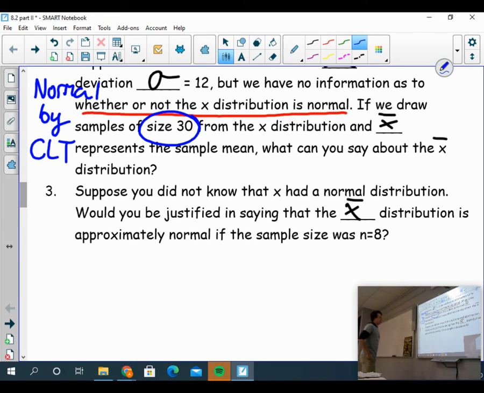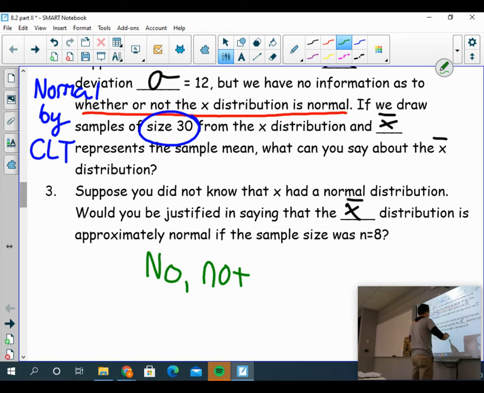Suppose you did not know that X had a normal distribution. Would you be justified in saying that the X bar distribution is approximately normal if the sample size was 8? Okay, pause it, give it a shot. What I hope you came up with was a resounding no. It is not known to be normal.